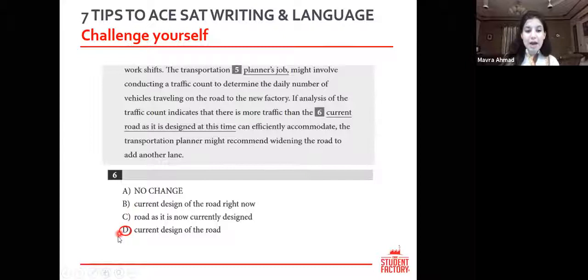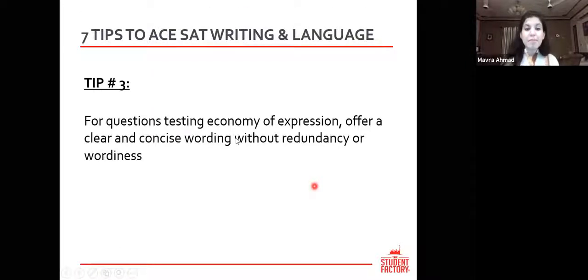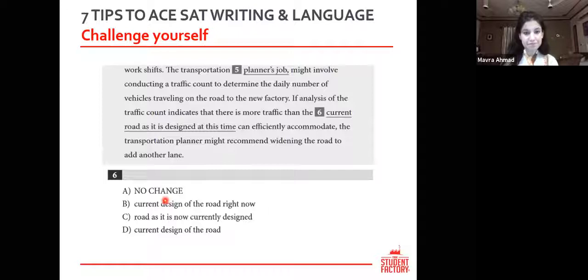So this is how we can correct a sentence, and we can make good use of the first step by eliminating words that are not required in a sentence and by being concise and simple and clear about what we are trying to explain in a passage.